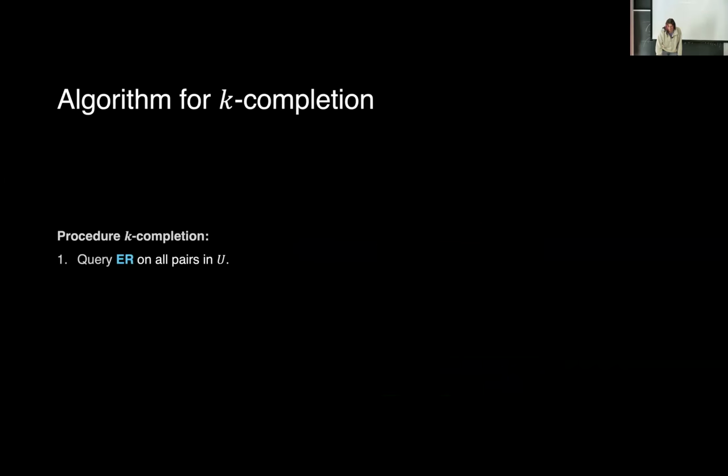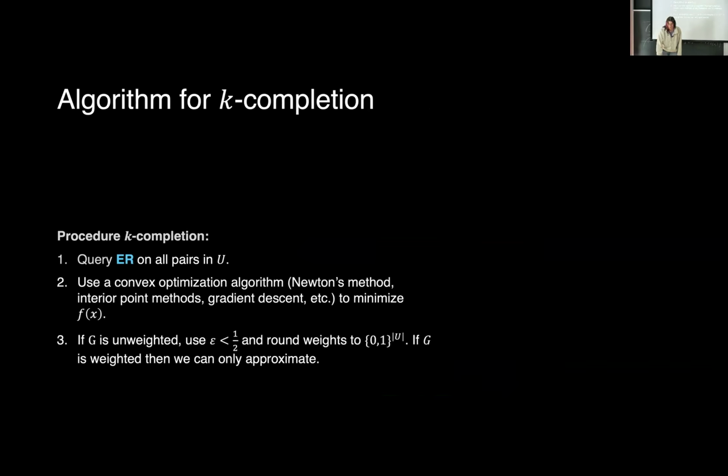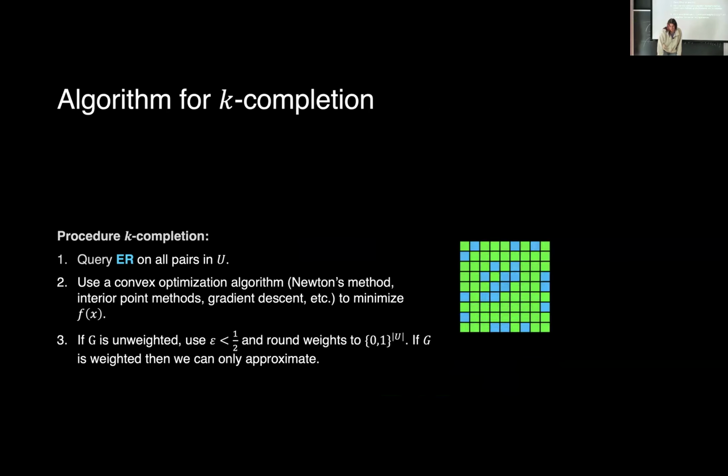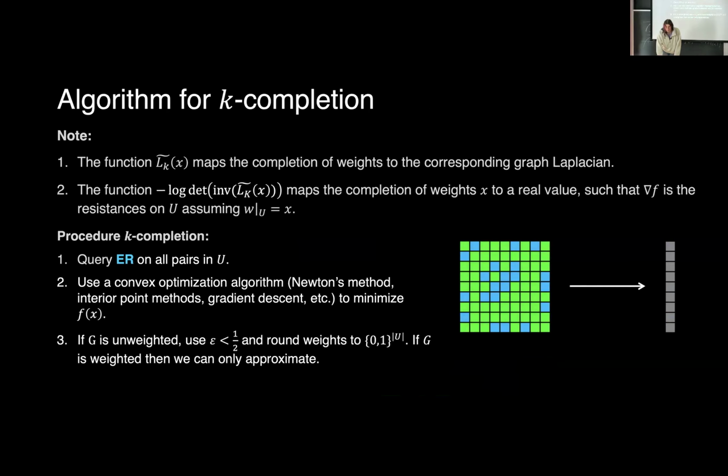So the algorithm here is we query all pairs of unknowns. We use any convex optimization algorithm to get the exact point. In the case of an unweighted graph, you just use epsilon smaller than 1/2 and round to 0, 1. Or in the case of a weighted graph, we get an approximation algorithm. Here we're using the information with our queried missing entries, and we're getting the weight vector. The function L sub K of x maps the completion of the weights to the associated graph Laplacian. Then this function maps those to a real value in a way such that the gradient is exactly the resistances you get, assuming that's your completion.